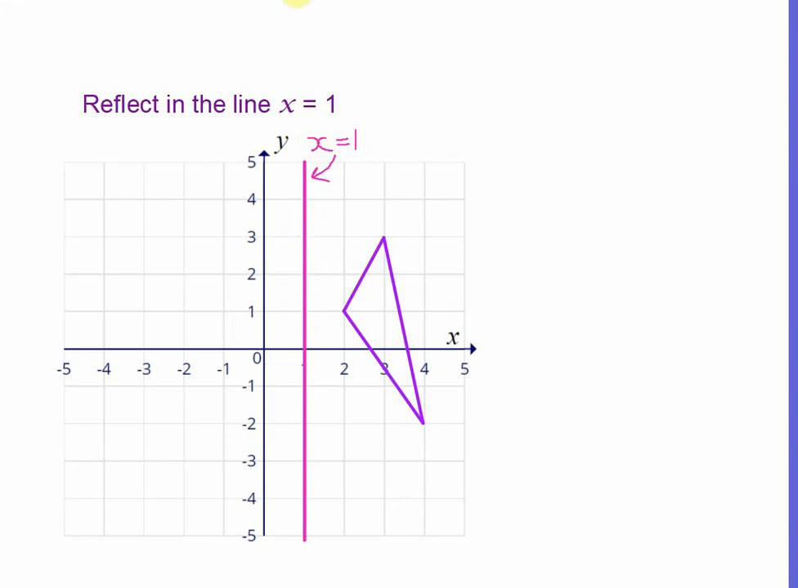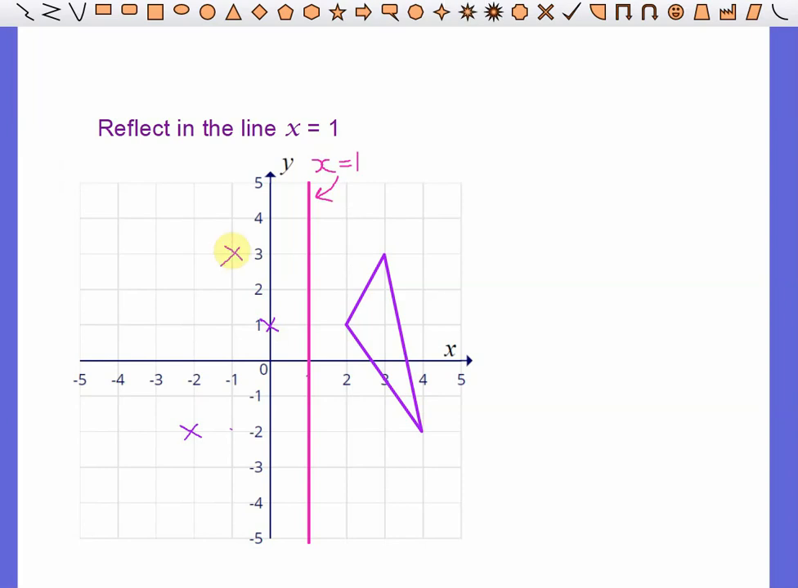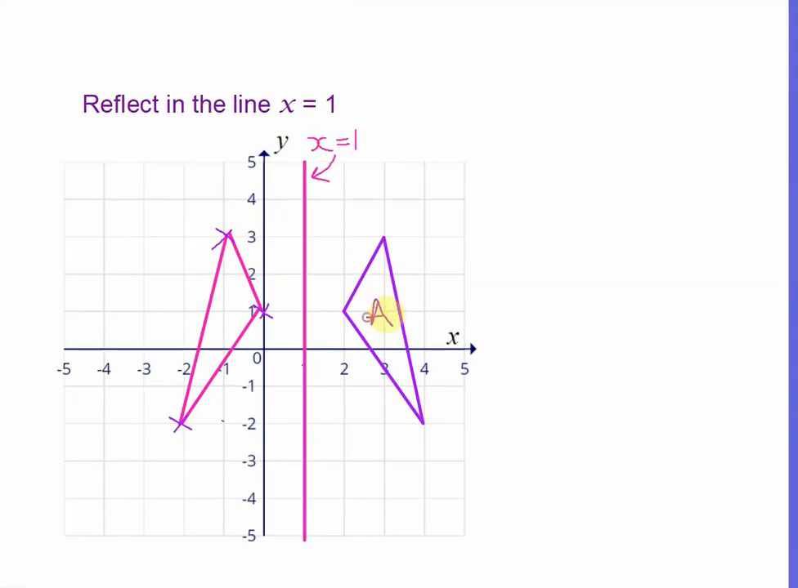So now we have to reflect it. So let's count the squares. 2 squares, 2 squares. 3 squares, 3 squares. It is as simple as that. And then we join them up. Oh, I missed that one, but I think you can forgive me. So there we go. So for example, if they say this is A, labeling your reflected image B, you could put a B in there, or A dash.